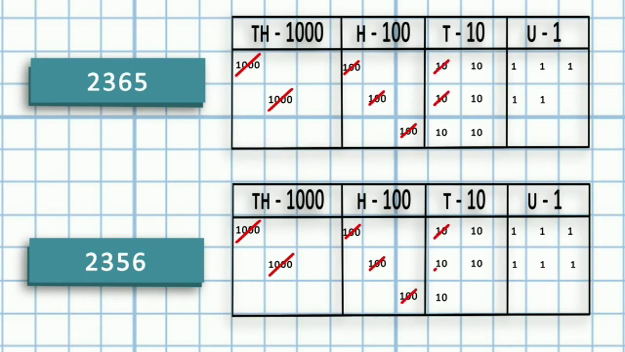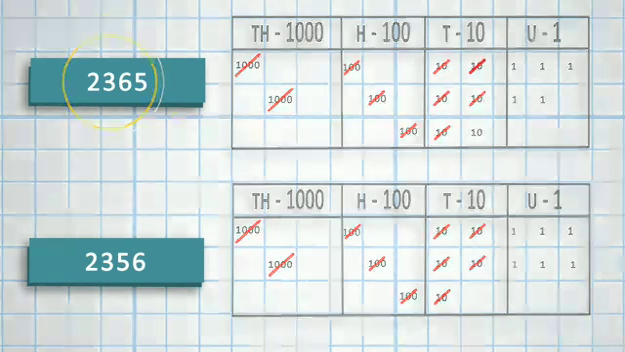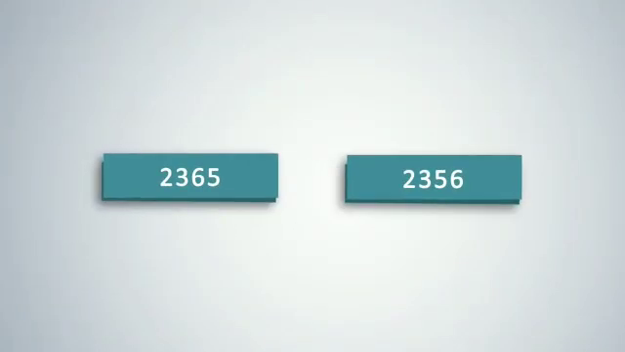Now compare and strike the tens in both numbers. 2365 has one 10 more than 2356. Now there is no need for further comparison. 2365 is greater than 2356.